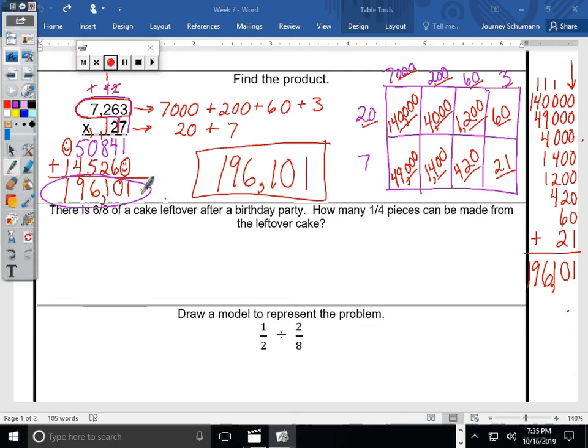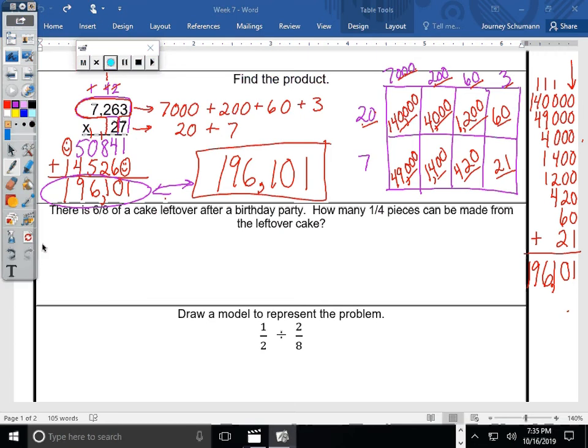It looks like 196,101. Same result, whether I use this area model, which wasn't exactly drawn to scale, or whether I used the algorithm. Some of you like to call that turtle head method.